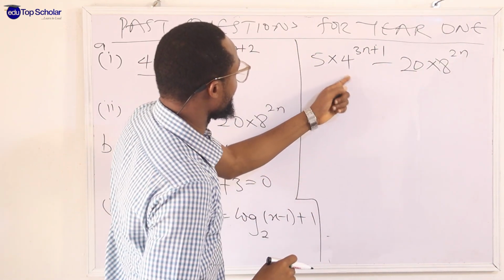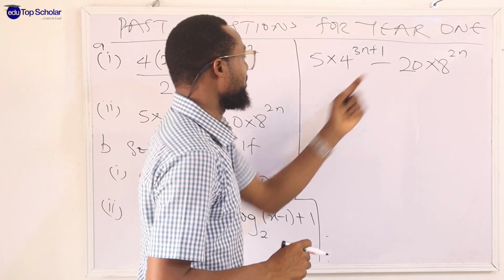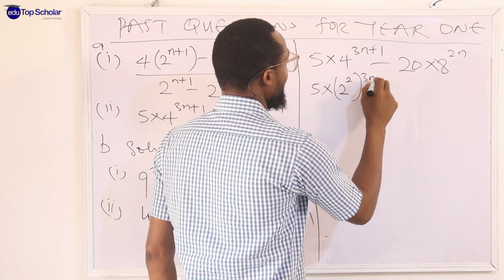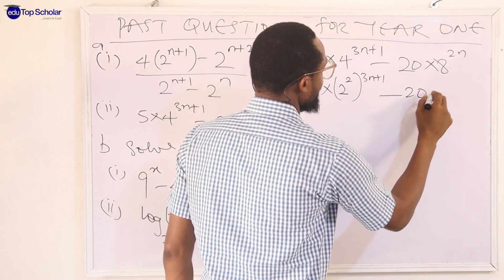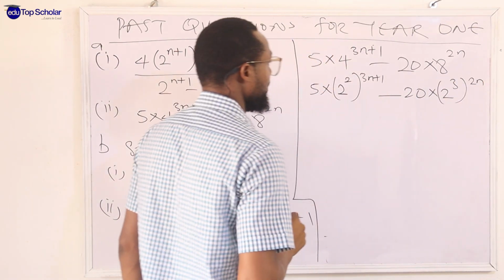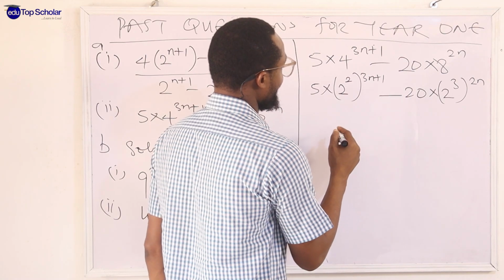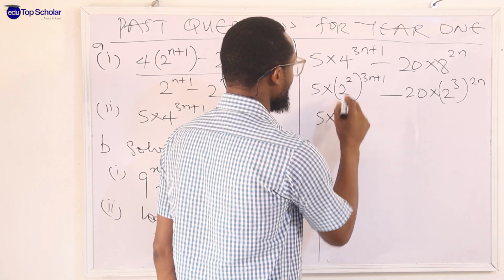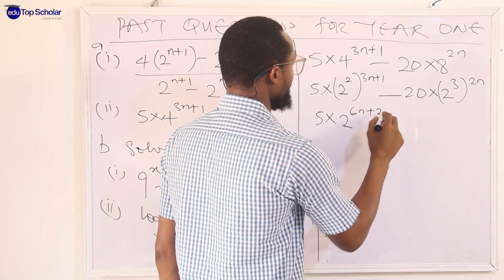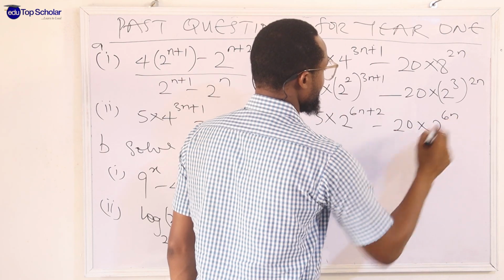So for this 2, for this 4, we can make their bases look alike so that we can easily perform operation. For this, we can have 5 times 2 raised to power 2 raised to power 3n plus 1 minus 20 times, this one will also be 2 raised to power 3, all of it raised to power 2n. And now, from here, this becomes 5 times 2 raised to power, we are opening this one now, we have 6n plus 2 minus 20 times 2 raised to power 3 by 2, that will also be 6n.